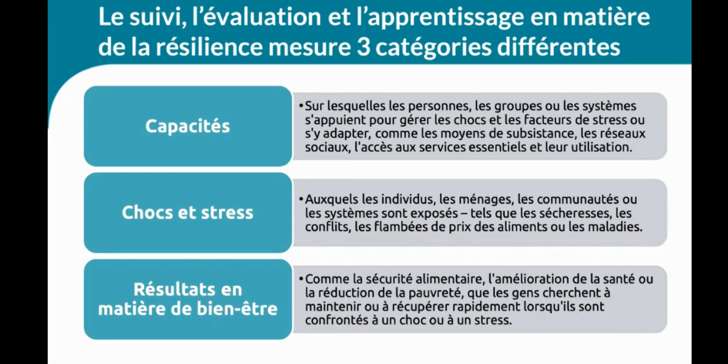You really want to collect data on the shocks and stresses that are experienced or exposed to at the individual, household, community, and systems level. And then finally, you want to collect information related to well-being outcomes. These outcomes can vary in terms of what the project is looking at, and so this will be related to the theory of change. This could be food security, improved health, reduced poverty. So you want it to be things that are sensitive to rapid change. Next slide, please.